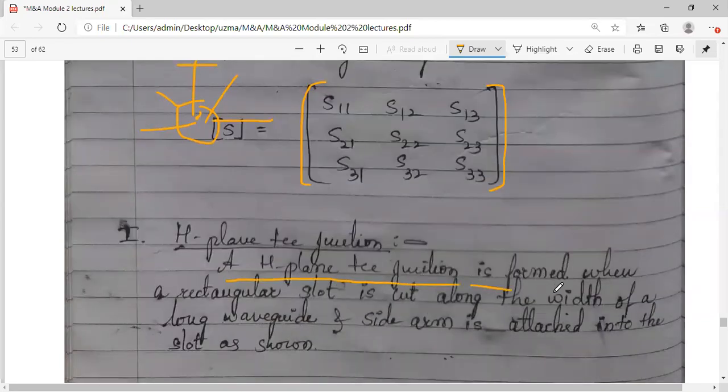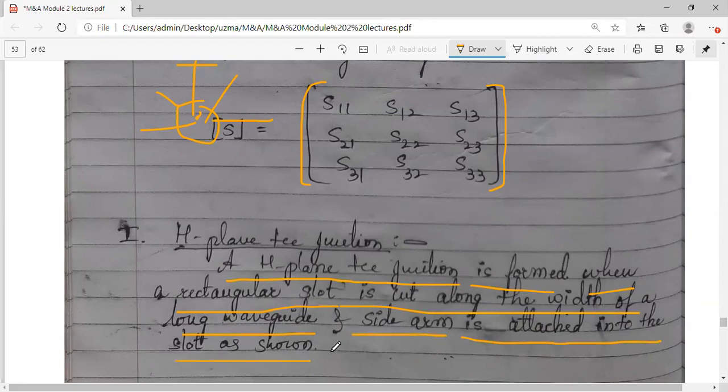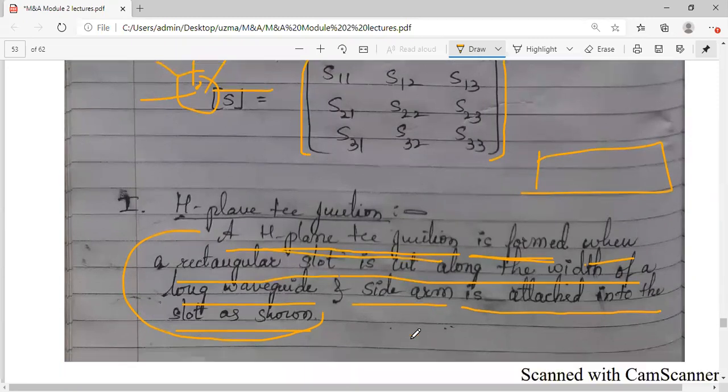H plane T junction is formed when a rectangular slot is cut along the width of a long waveguide and a side arm is attached into the slot. Try to understand what is written. H plane T junction is formed. How? When you take a long waveguide, a rectangular slot will be cut of width along the waveguide and a side arm is attached.